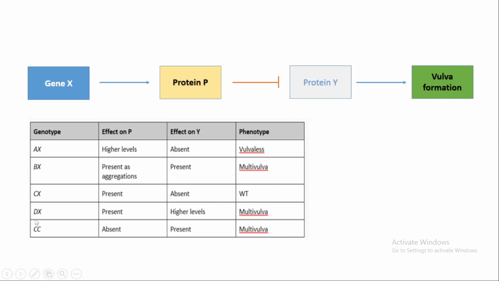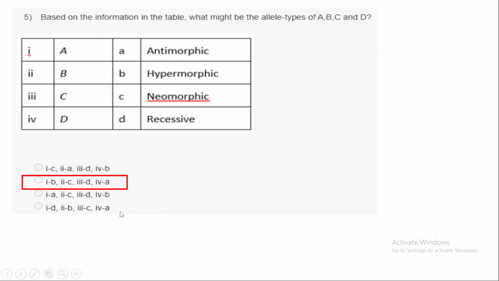And the last one, CC, if you see, if CC is present, then effect on P is absent, effect on Y is present, and we get a multivulva phenotype. So CC here is a recessive allele which will only express in homozygous condition. In presence of X, C was not expressing, effect on P was present, but when we have CC, the effect of P is absent. So this will be the correct answer.